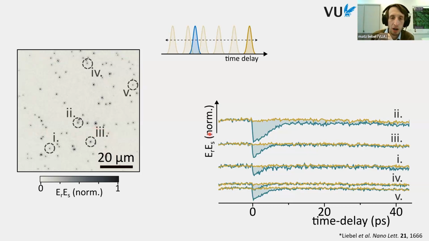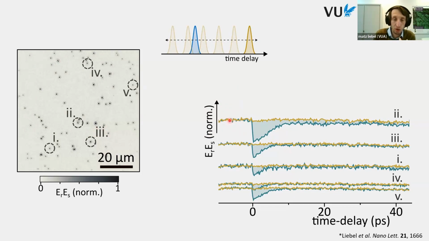And we asked ourselves, okay, how is the signal going to change if we move a pump beam across this image? And the idea is very simple. If your probe arrives before you photoexcited the sample, you will not see any signal due to the pump. And if the probe arrives after you illuminated your sample, you will see a signal change. And this is what we see here.